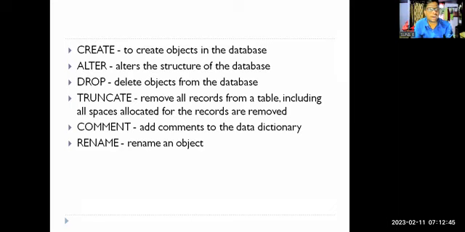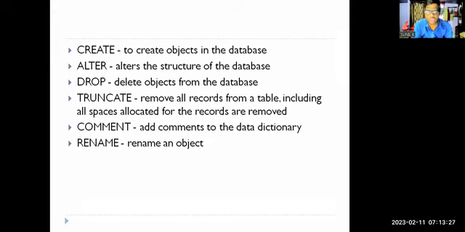The statements are called truncate, commit, rename, drop, alter, create. Here, truncate means using this truncate statement, you remove all records from your table. When you are using drop, only one object will be deleted. When you are using truncate, all the data from your table will be removed, including all the space allocated to your records. So when you want to delete all the data from your table, not a database, only the table, we can use the truncate statement only.